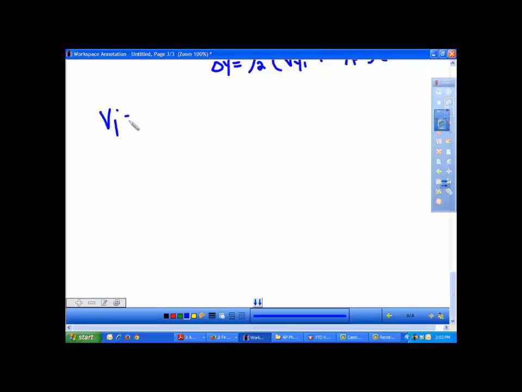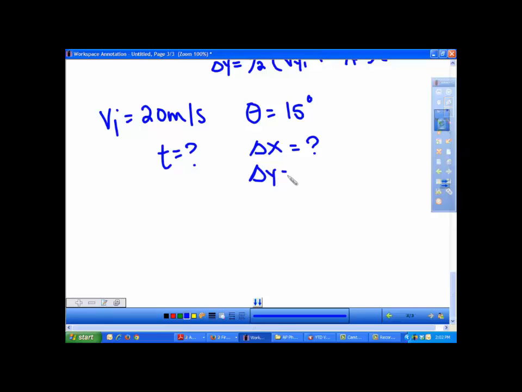Let's say I'm going to kick the football with a speed of 20 meters per second, and I'm going to kick it at an angle of 15 degrees to the ground. So what I want to know is, how long is my football in the air? What is the range of my football? And what is the maximum height reached by my football?